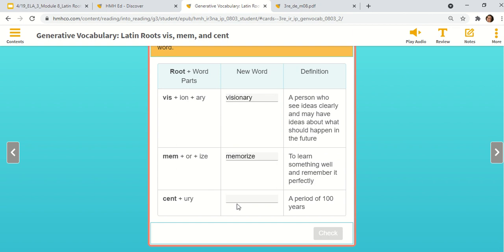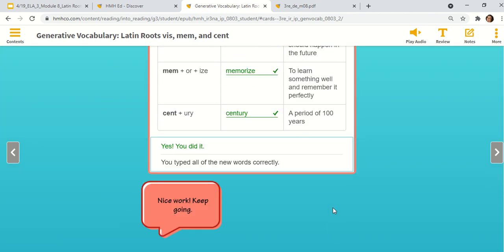Then we have century, a period of 100 years. So cent plus ury becomes century. Let's check. We did it. All right, let's keep going.